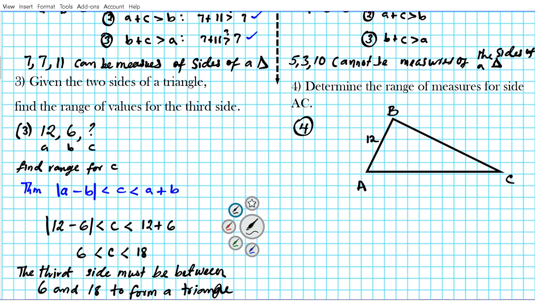This is given. So this is side AB, and side BC is 17. All right, so this is a side. What range of measures for side AC will ensure that we have a triangle? Okay. All right. So we're going to use the second part of our triangle inequality theorem to figure this one out too.